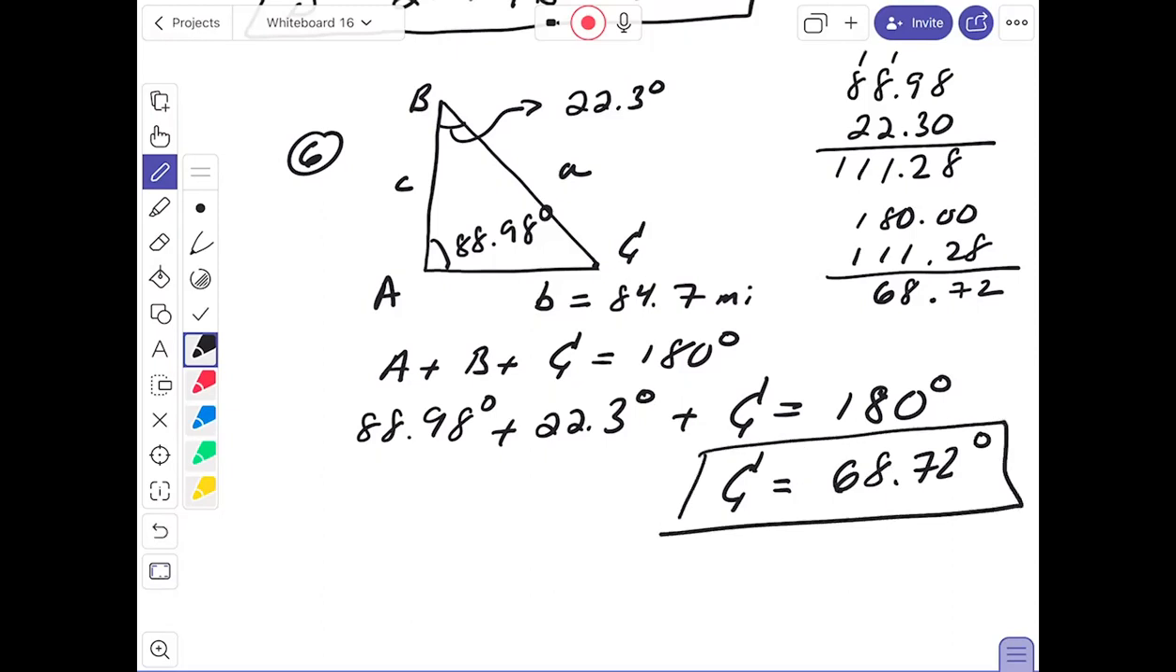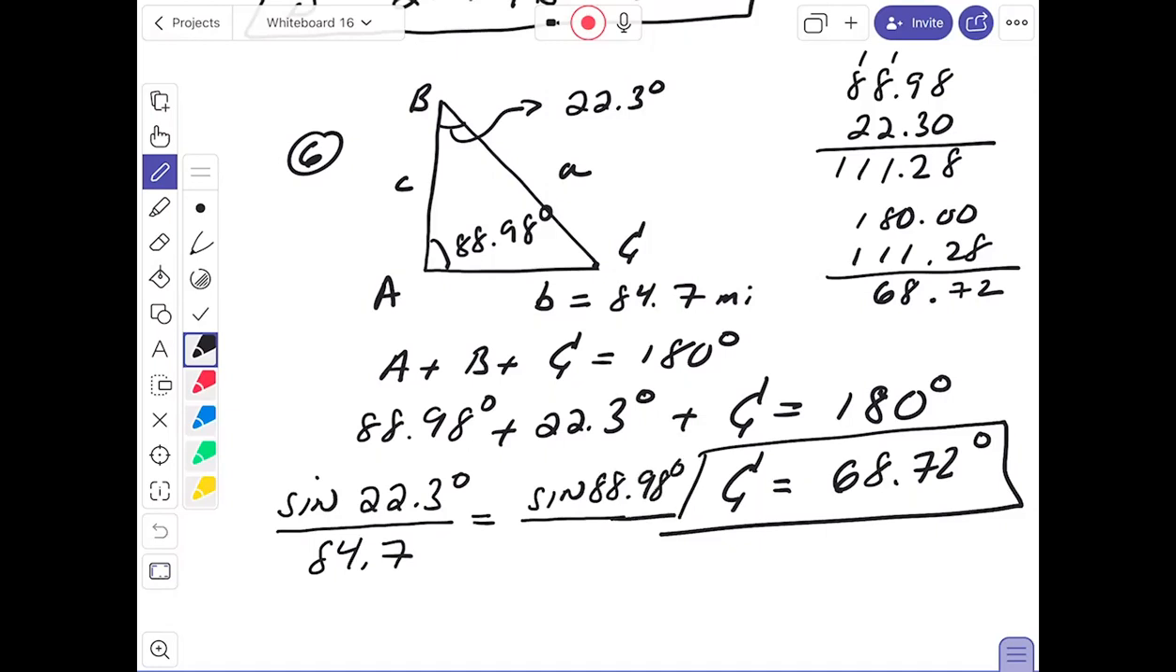Okay. Someone's going, what are you going to do now? Well, I'm going to use the law of sines because they did ask me to do that. Let's write this down. The sine of B, what's B? 22.3 degrees, over B, which is 84.7 miles, will be equal to the sine of 88.98 degrees over A. I'm going to solve for A. I'll write this down for you.